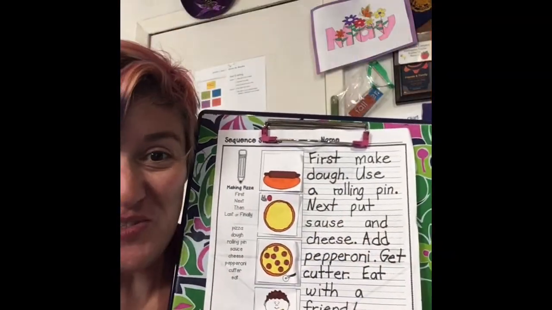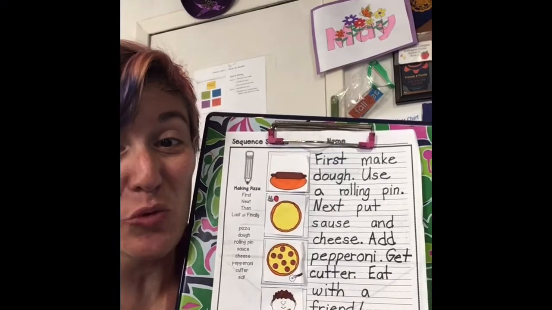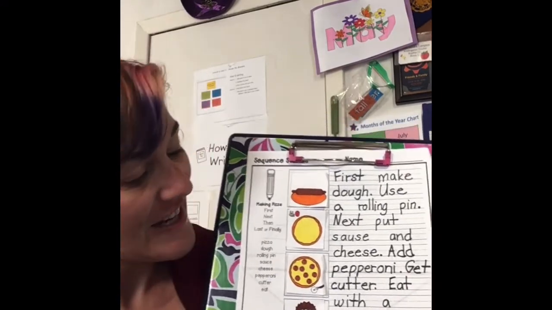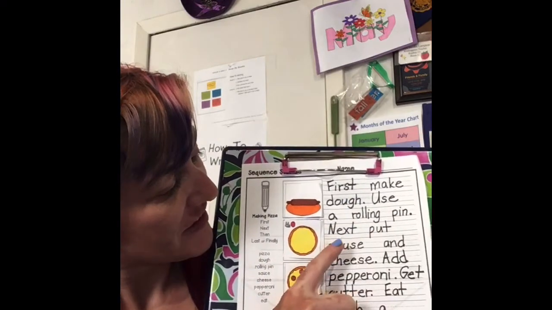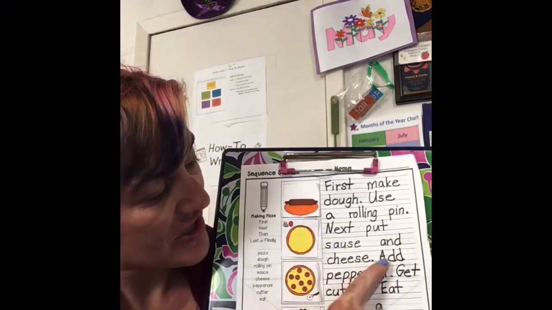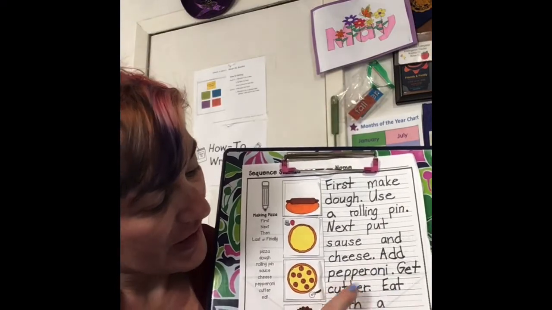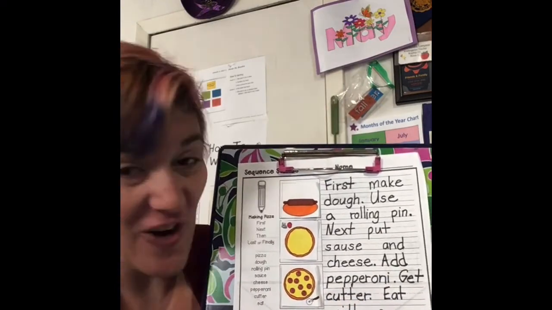So here's my final story. And I know that you can add more details when you go through and edit it in the next part. First, make dough. Use a rolling pin. Next, put sauce and cheese. Add pepperoni. Get cutter. Eat with a friend.